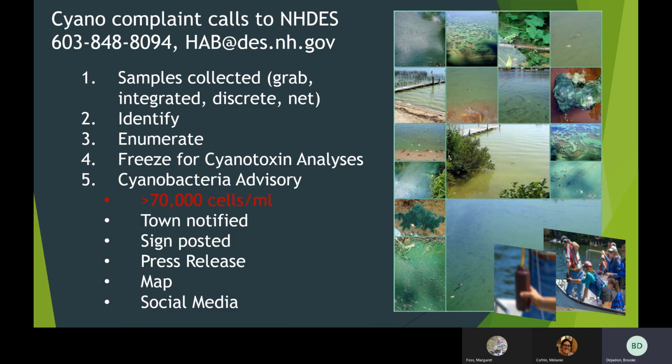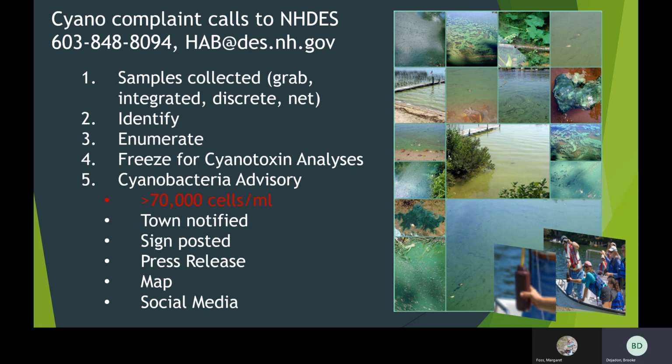So basically what we get is calls and complaints. Samples are collected either as a grab. We also get integrated samples using an IT tube, maybe a discrete sample that someone just identified something deeper in the water. And we have our plankton net samples as well. So knowing how the sample is collected is important, just so you can enumerate what you have here. We identify, enumerate based on what we see, and then we freeze for the cyanotoxin analyses. We subsample, and we can only really test for a few of the toxins.